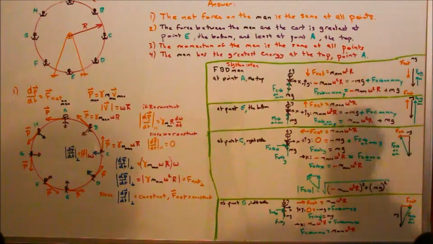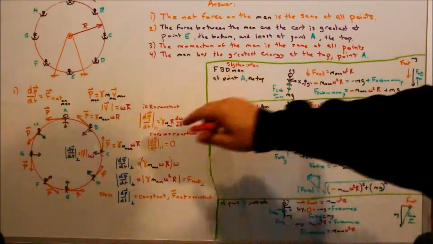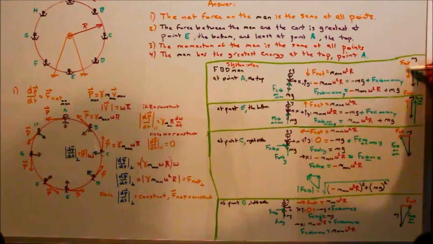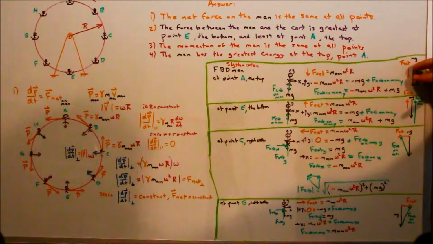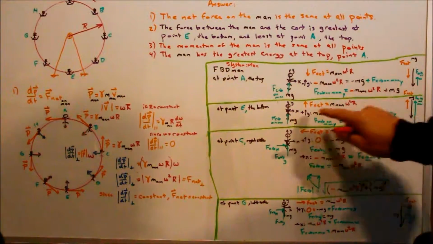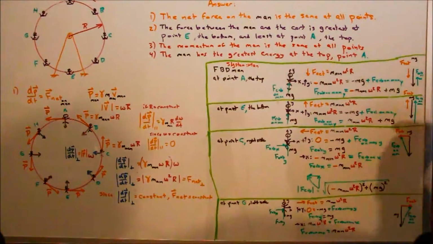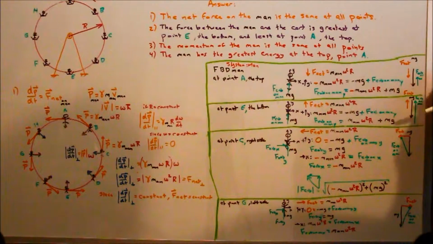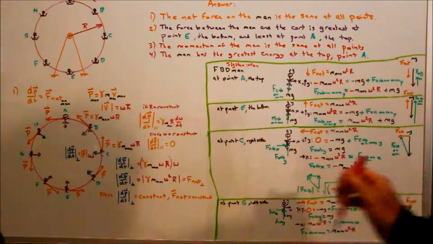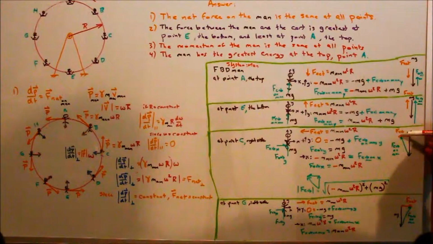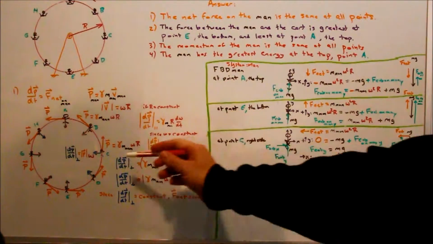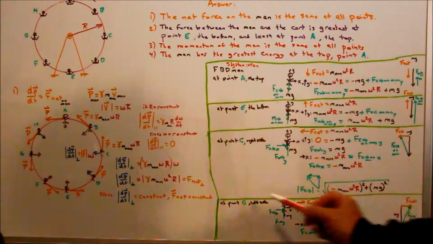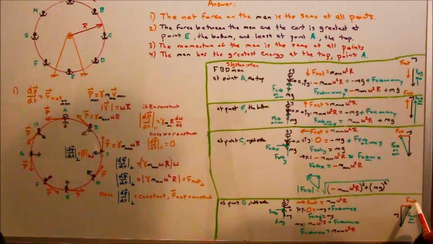So vectorially, you can think about it. At the top, the net force is mass of the man, omega squared r, and it's acting down. At the bottom, it's the exact same magnitude, but it's acting up. On the right side, the net force is the exact same magnitude, but it's acting to the left. On the left side, it's the exact same magnitude acting to the right.